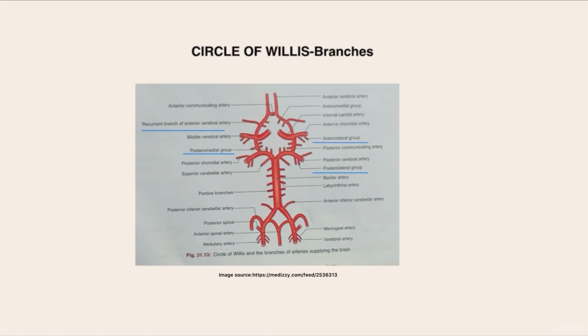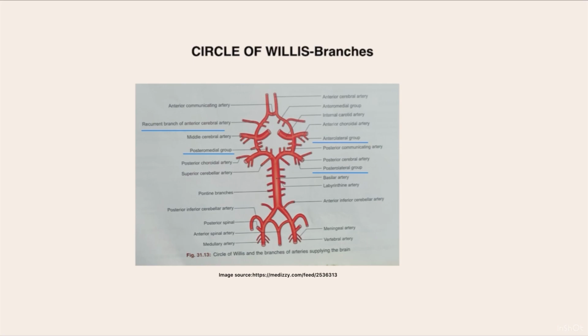Central branches are small branches that usually perforate the white matter and supply the corpus striatum, the internal capsule and thalamus. Whereas the cortical branches, also called the external branches, run over the surface of the cerebrum and anastomose freely. So whenever there is any block in the cortical branches of the Circle of Willis, it gives rise to only a small infarct because they are interconnected, they are anastomosed with each other.